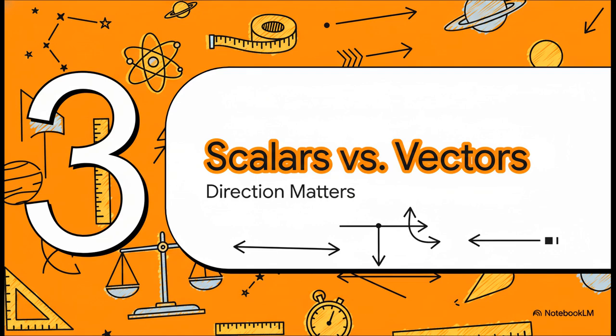Okay, so we've got our vocabulary, the quantities, and our basic grammar, the number and the unit. But sometimes just saying how much isn't the whole story. Sometimes we also need to know which way. And this brings us to a really crucial distinction in physics, the difference between scalars and vectors.